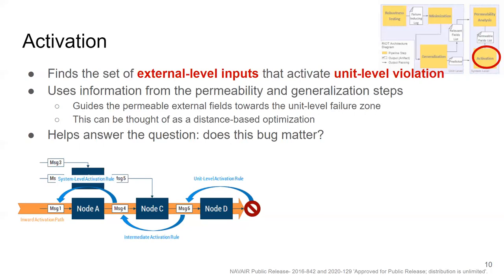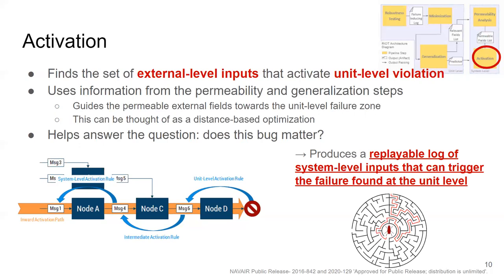If a failure can be activated at the system level, we know that it matters for debugging because it may present itself in real operation and must be fixed. The activation step produces the main artifact of the Riot toolchain, which is a replayable log of system-level inputs that can trigger the failure that was originally found at the unit level.